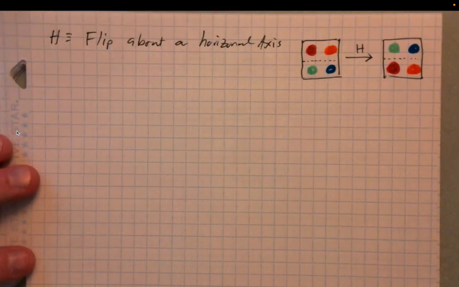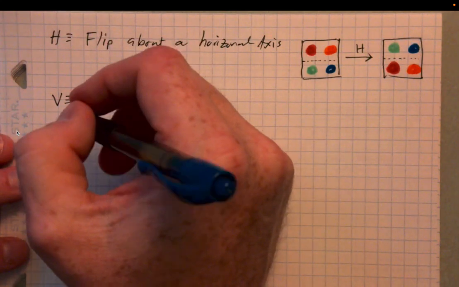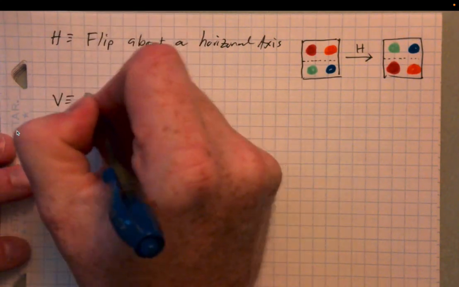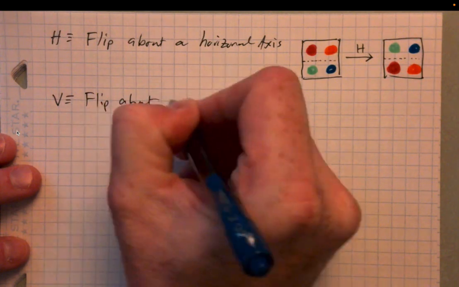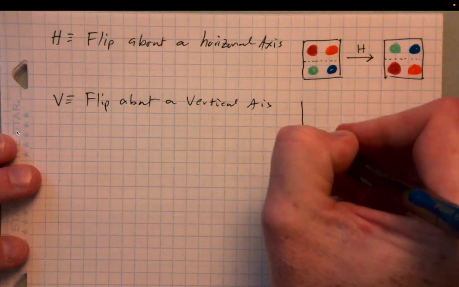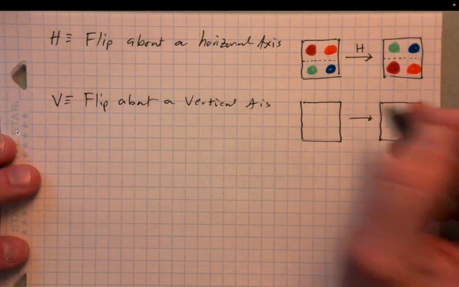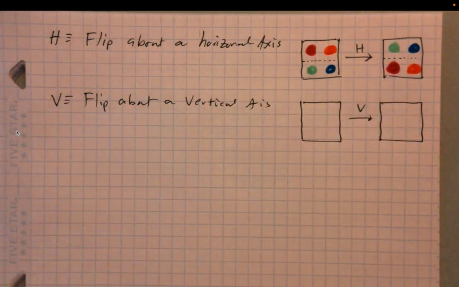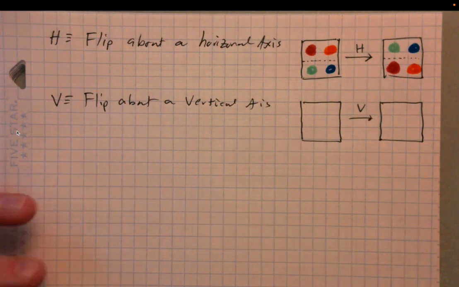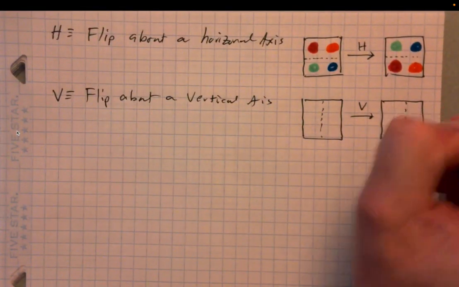Okay. And then the next movement will be called V, and that'll be a flip about a vertical axis. So hopefully you're following along here, and maybe you've got your markers out or you could just be using letters, P for pink, O for orange, etc. All right, and so in this case, the axis is vertical, so it's going to flip it like this.